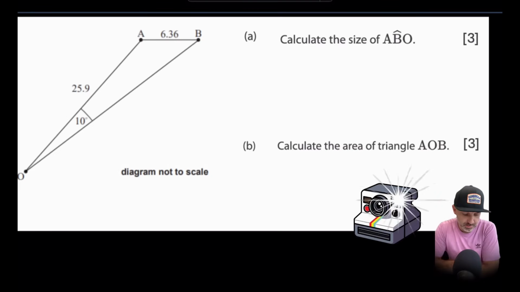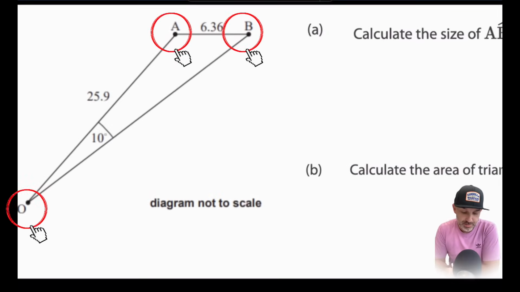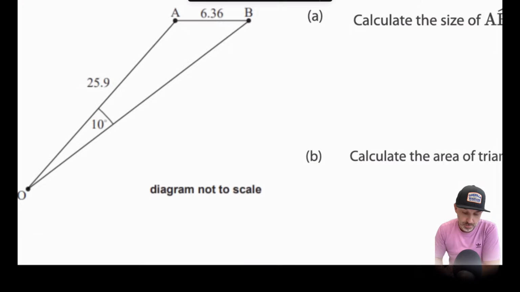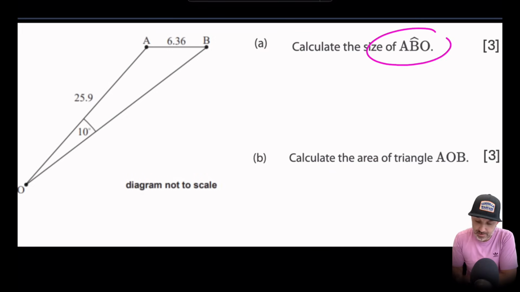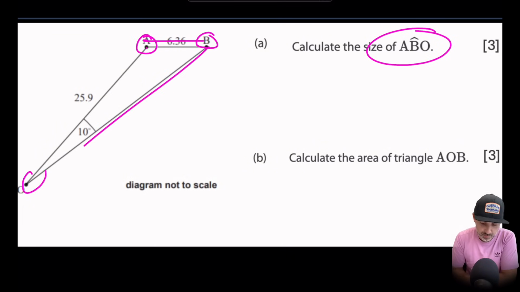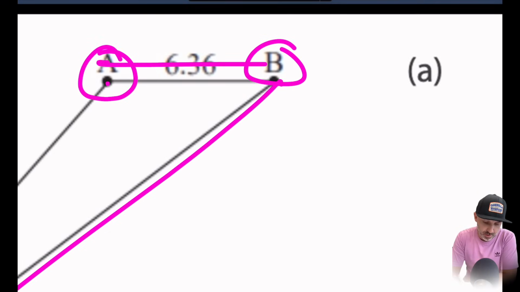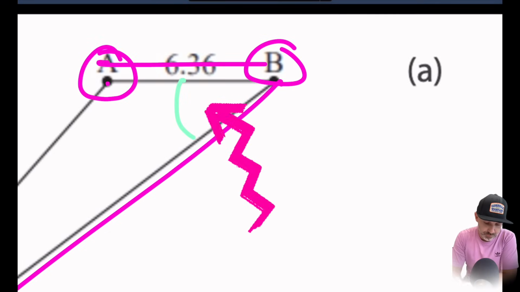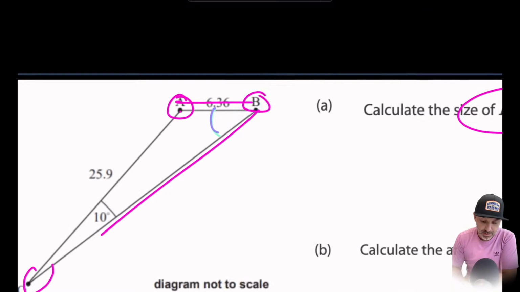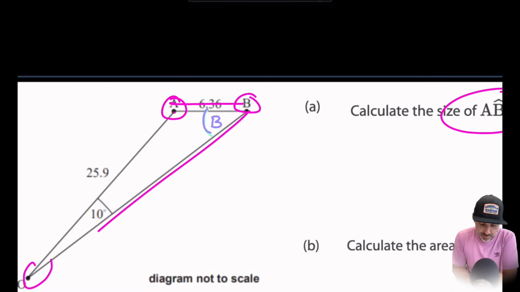Let's have a quick look at this on the left here. We have points A, B, and O. It says calculate the size of angle ABO. So A to B to O. Right, so when it says that, it means that it wants us to try and find this angle here. So this is what we want to find. So it's basically angle B.